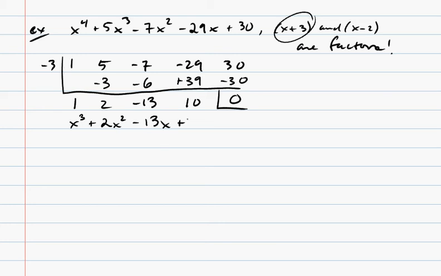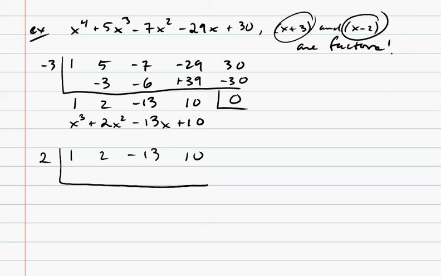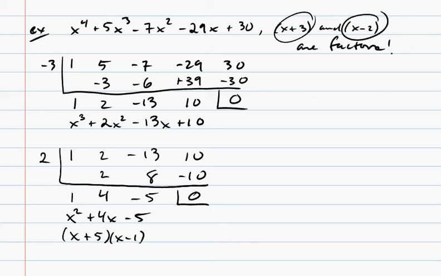So I'm left with x cubed plus 2x squared minus 13x plus 10. But I need to factor or synthetically divide again. So 1, 2, negative 13, and 10. And now I'm going to do the other one, which would be 2. So we're left with x squared plus 4x minus 5, which factors down to x plus 5 and x minus 1. And then I can put these ones that we already had before, x plus 3 and x minus 2.